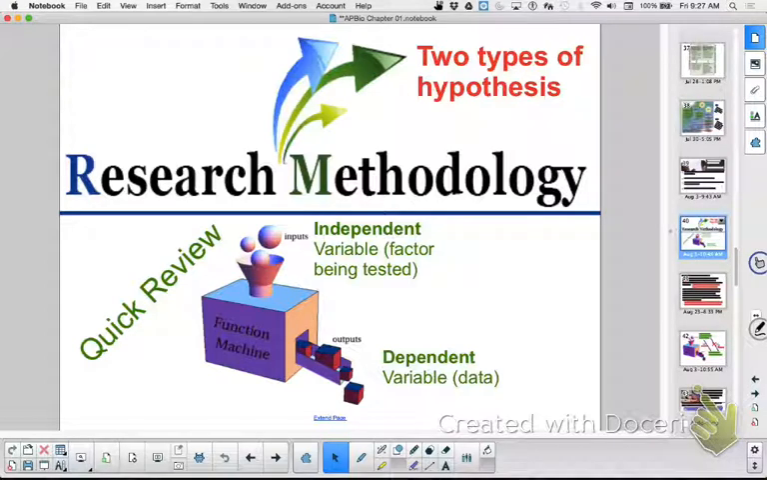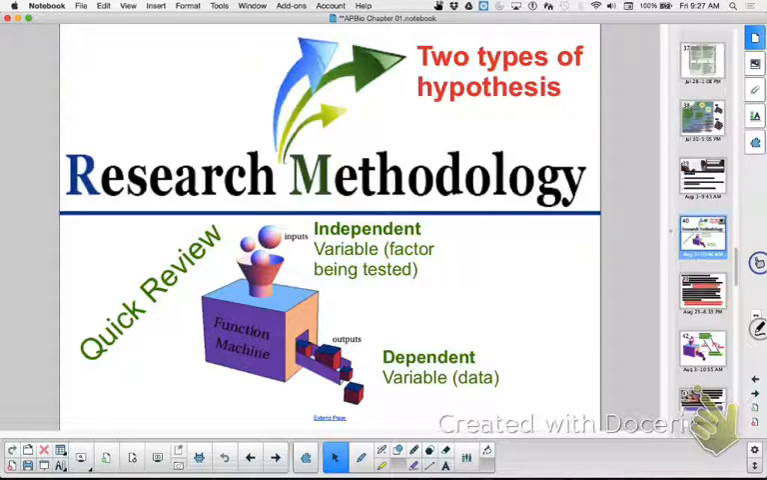Okay, now come back to me again. Does this remind you of the new flowcharts I want you to do? Input and output. Independent variable and dependent variable. Dependent data, right? Does that make sense to you?